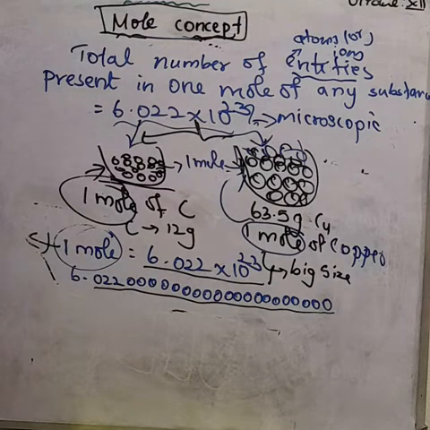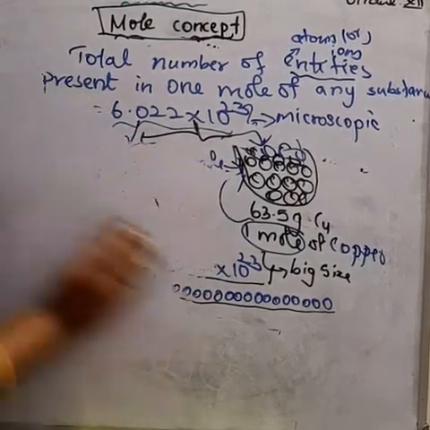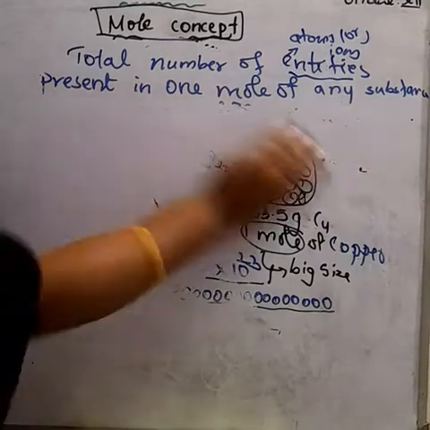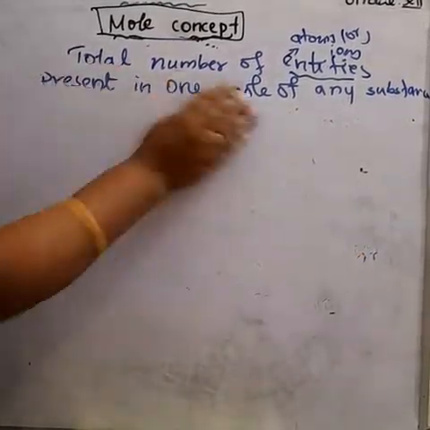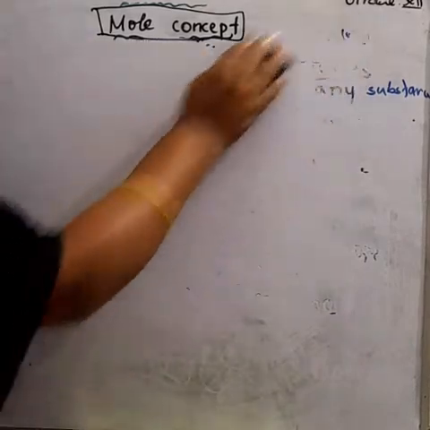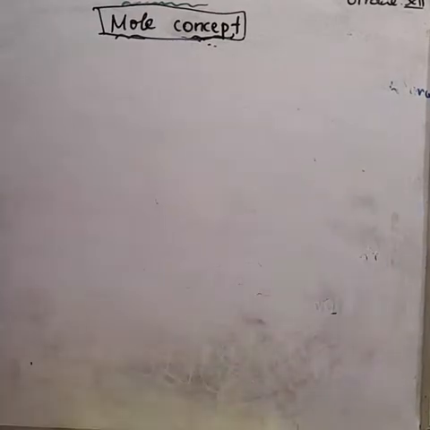Understood? So how can we identify that this many atoms are in 12 gram of carbon, and how can we understand that 6.023 atoms are in 63.5 gram of copper? To understand the mole concept, let us calculate the total number of atoms. How do the 6.023 number of atoms come to be present in the 12 gram? Let us calculate now.